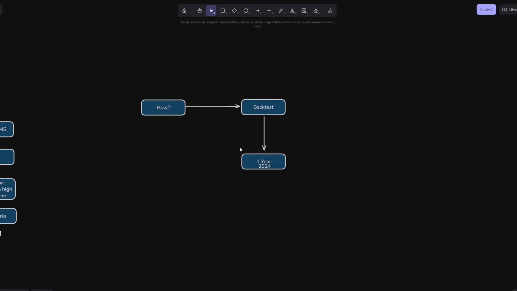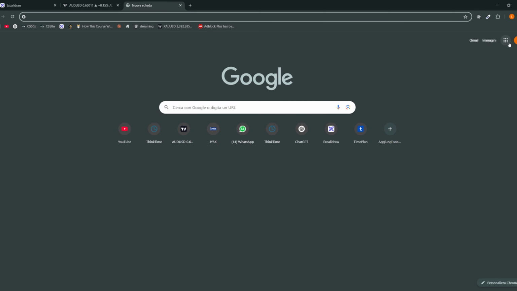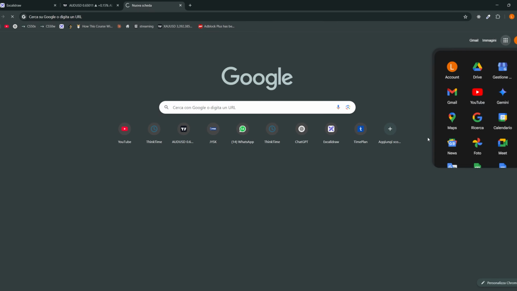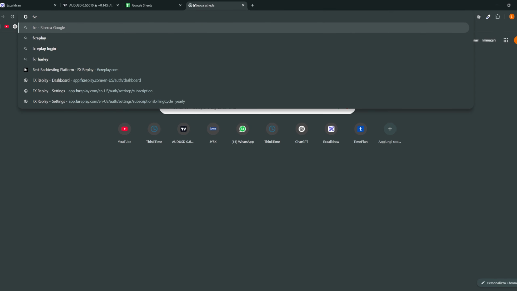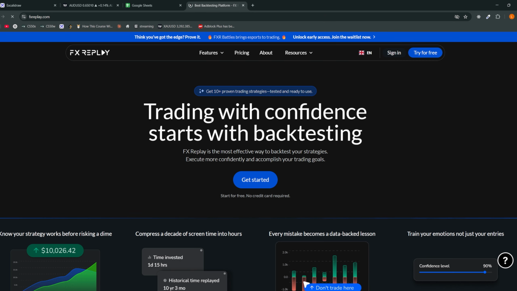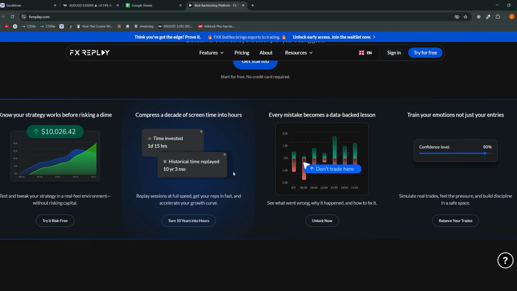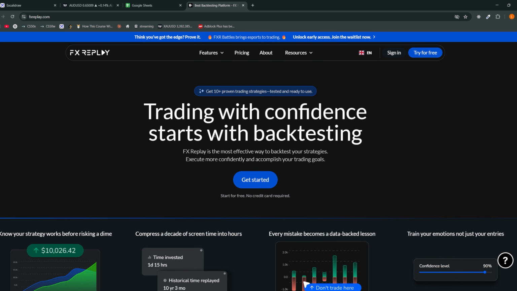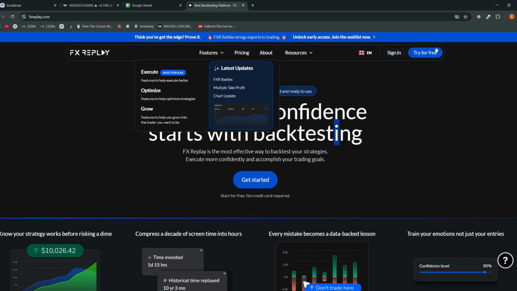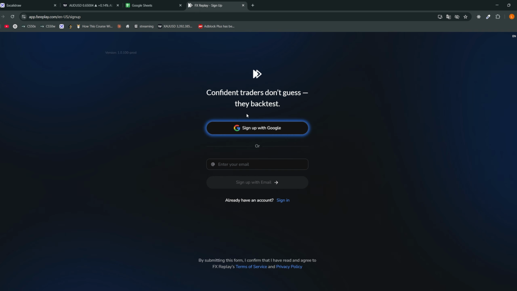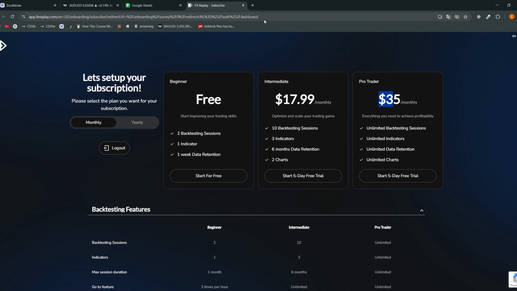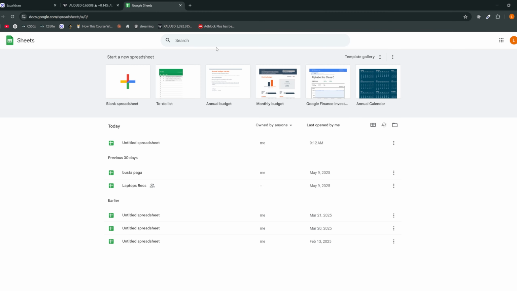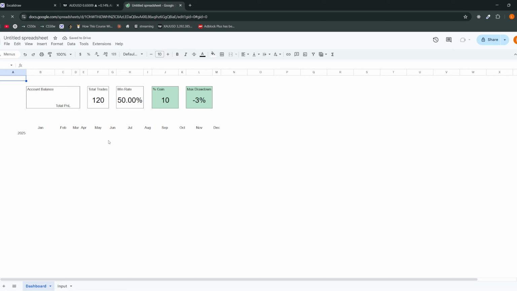After the backtest, I developed a Google Sheet for the backtest. I wanted to use FX Replay, this one. I used it in the past, I really liked it, but I do not have the money right now to pay for it because the subscription is $35 a month, so it's not really easy. So I developed this journal. It is not finished, I'm still working on it.